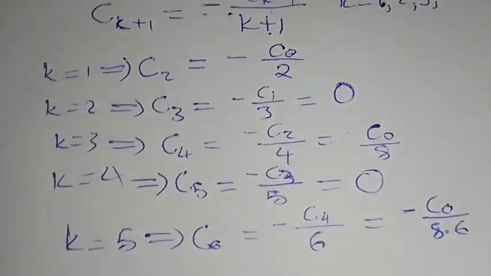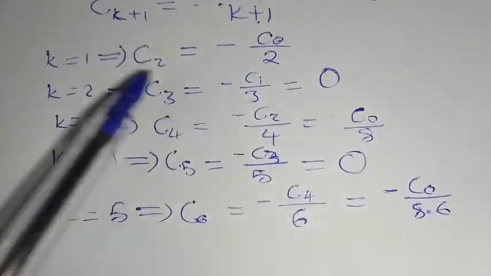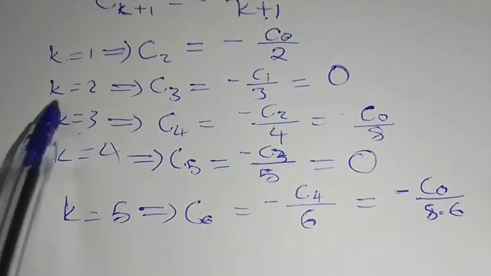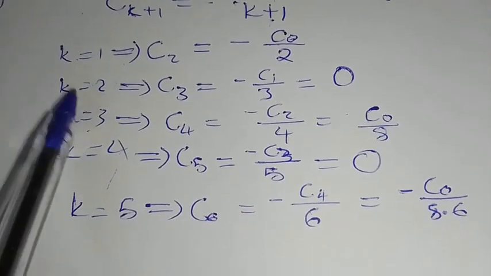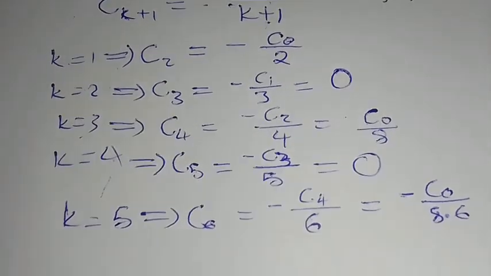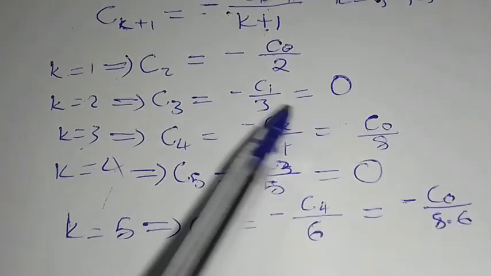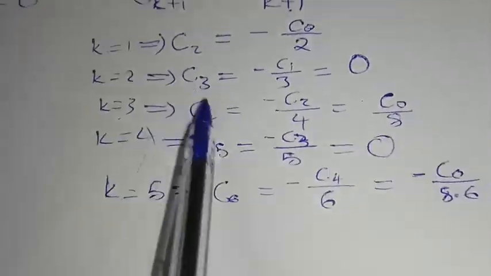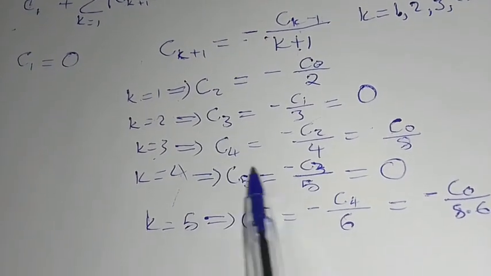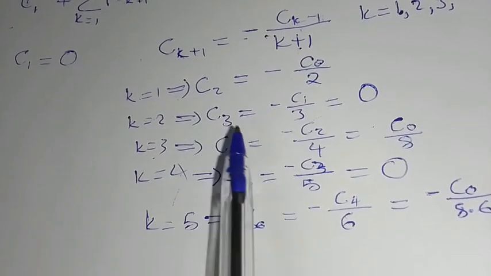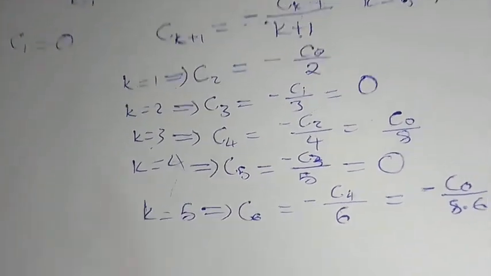Okay, so let's classify what happens here. Every odd-indexed coefficient of that function is going to be 0. For c1, c3, c5, for every odd index, that coefficient will be 0. So c1 is 0, c3 is 0, c5 is 0. So you basically have the even powers of x.